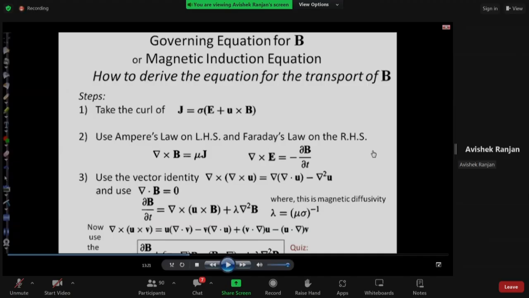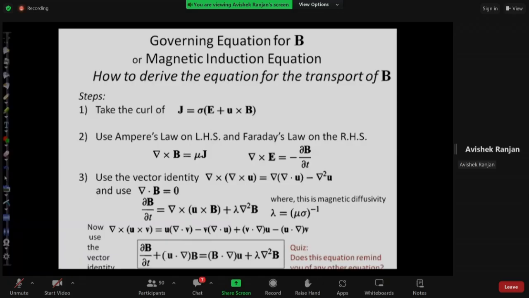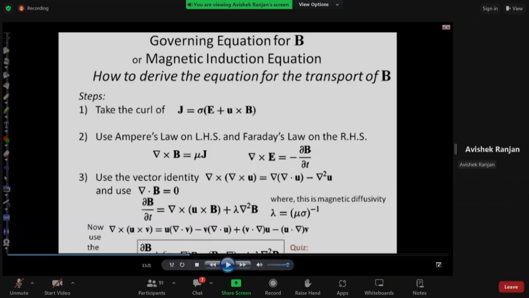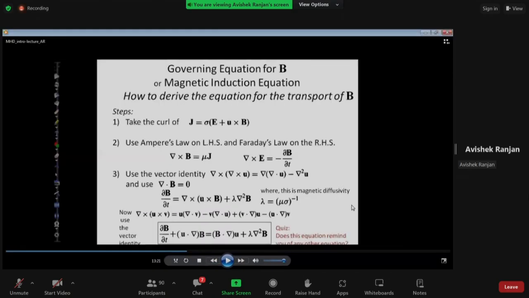I think it's a good time to pause and get some feedback so that this also becomes interactive. Is there anyone who would like to pitch in and answer the question I posed here? The question is, this equation that you see in the gray box, does this remind you of any equation that you know?